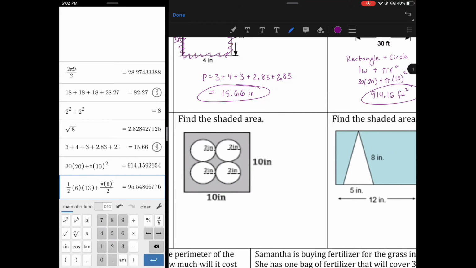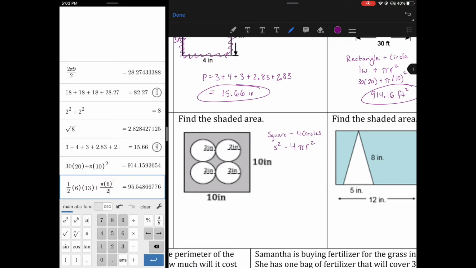For my next two problems, you'll notice I have a shaded section and then a piece that's taken out. Whenever I have a problem like this, what I'm going to do is I'm going to subtract my shapes. So my outside shape, the shaded in one, is a square. And I'm subtracting those 4 circles. If I look at my formula sheet, the area of a square is s squared, and a circle is pi r squared. And notice I multiplied this by 4. The reason I did that is because there are 4 circles.